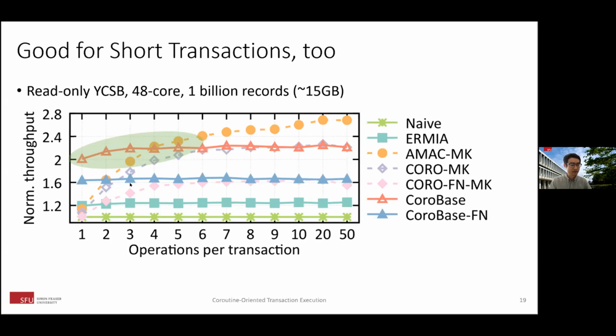Now, another worth noting point is this one, this blue line. This is actually CoroBase as well, but we don't do the flattening of the engine code. So here, pretty much the difference would be the effect of flattening the code, essentially removing the switching overhead of multiple deep call chains.